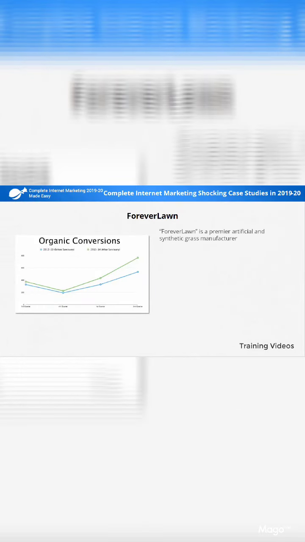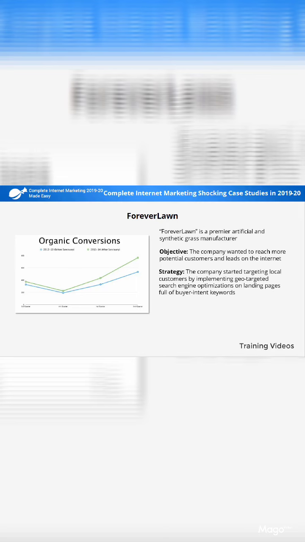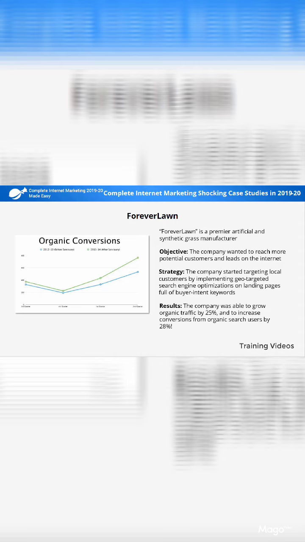Forever Lawn. Forever Lawn is a premier artificial and synthetic grass manufacturer. Objective: the company wanted to reach more potential customers and leads on the internet. Strategy: the company started targeting local customers by implementing geo-targeted search engine optimizations on landing pages full of buyer intent keywords. Results: the company was able to grow organic traffic by 25% and to increase conversions from organic search users by 28%.